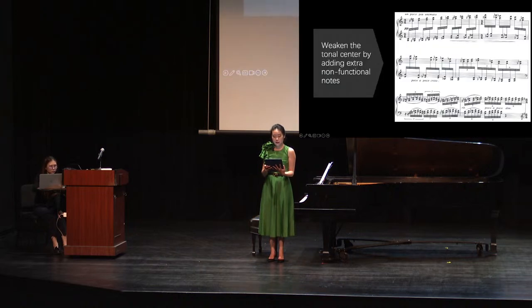Another evidence of Debussy's influence is the climax of this piece, which is swept across by intervals of fourths and fifths in a repeated tempo. The texture becomes thick, and the sound becomes more intense. The composer intended to weaken the tonal center by adding extra non-functional notes, which symbolizes the fog being hit by a strong wind.